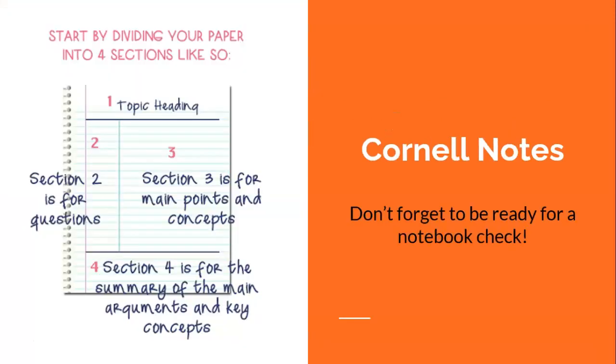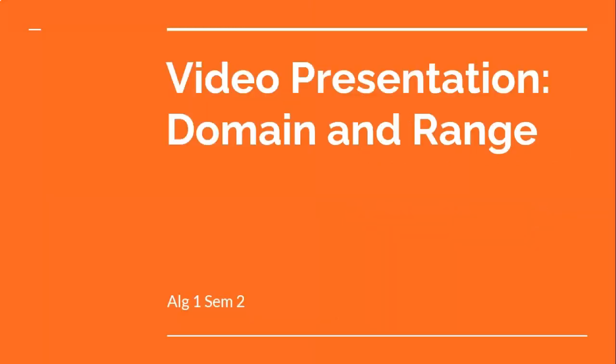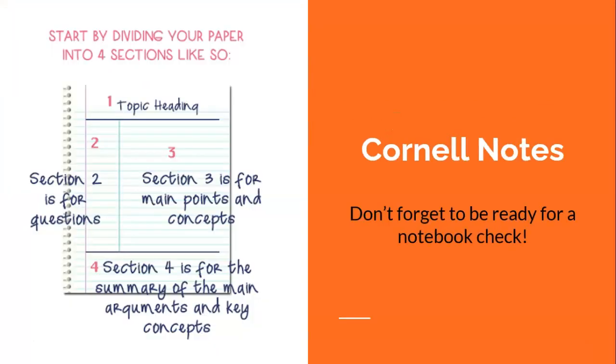Don't forget about your Cornell notes. You want to start by dividing your paper into 4 sections. Right across the top, you're going to put the topic heading, which today will be domain and range. You might also want to put today's date.